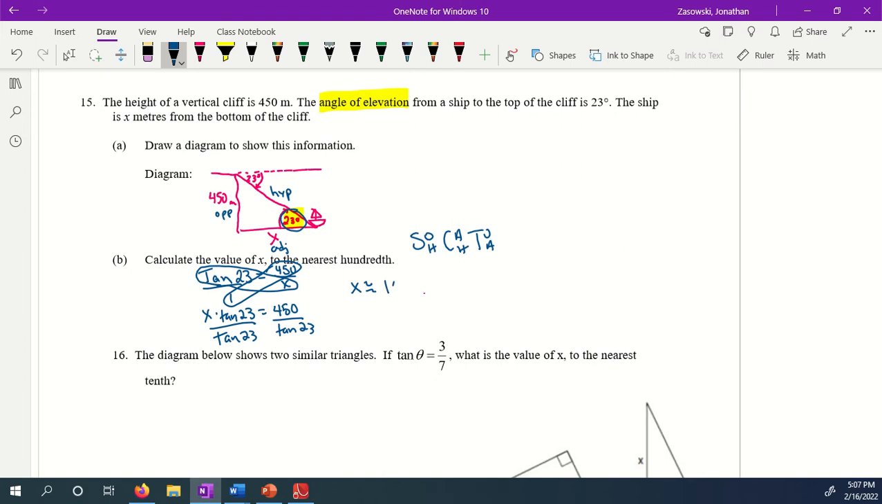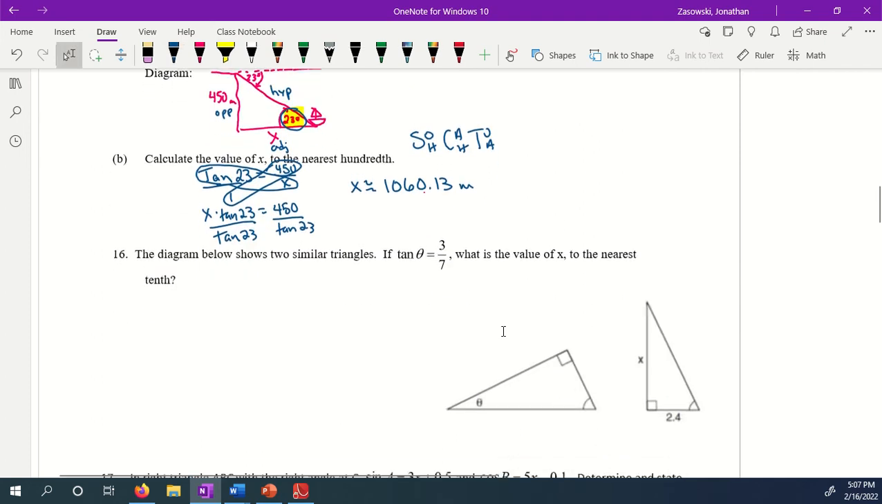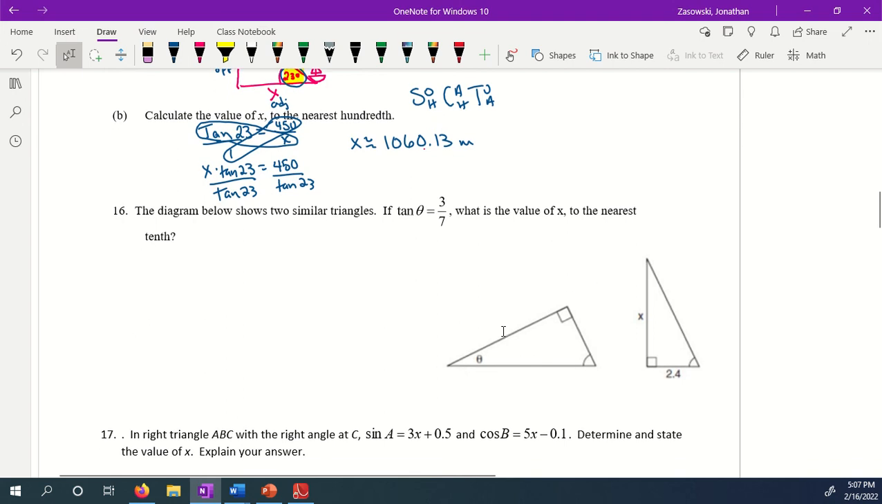So 1060.13. And we're talking about meters, so this is also measured in meters. So make sure we put our units down there. All right, that's number 15.